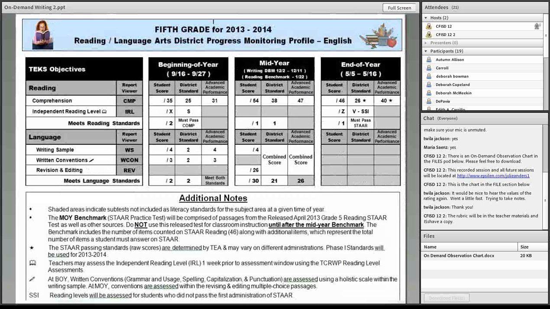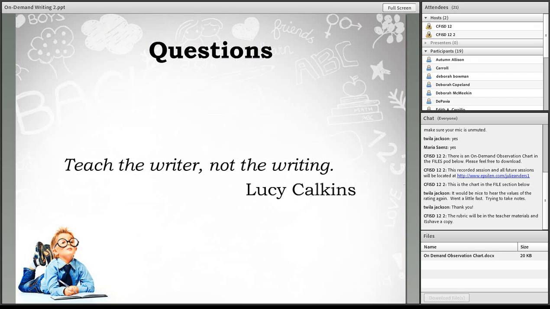And third grade, I'm going to skip through the profile cards for the other grade levels. And we're just going to open it up if there's some questions that you have right now. We'll give a few moments for that.